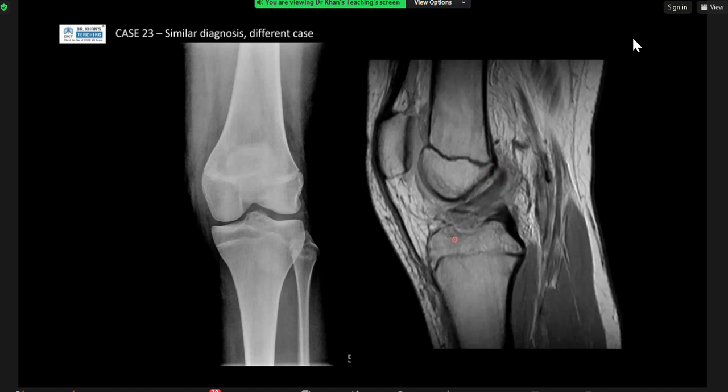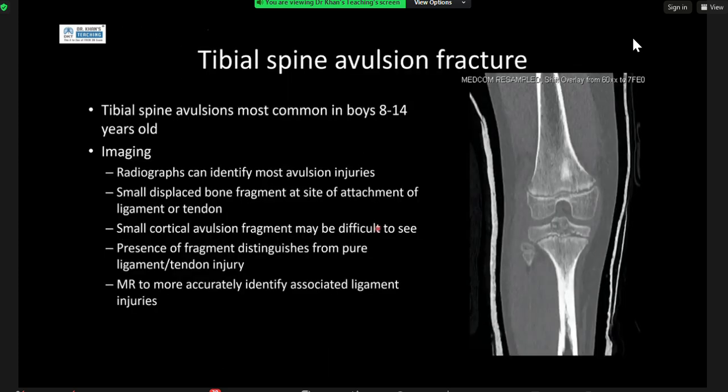So avulsion fractures are a common injury. You can also do a CT scan. Often you don't need to if your X-ray can see a displaced fragment, but if it's undisplaced and very subtle, it can be easily missed unless there is a free-floating fragment. It's very common in boys 8 to 14 years old. Radiographs can identify most avulsion injuries. A small cortical avulsion can be very hard to see, which is why you do an MR to look for it, because you are looking for bone marrow edema and also other associated ligamentous injuries.